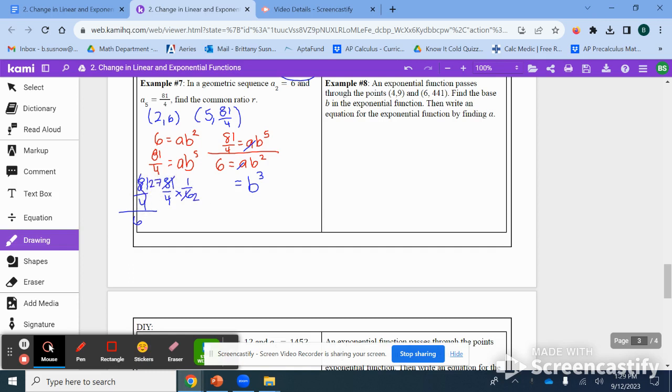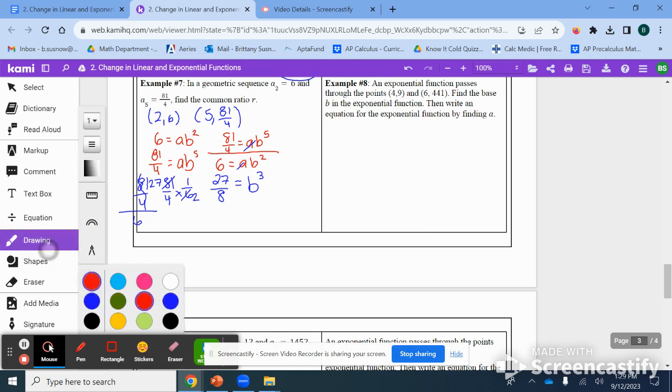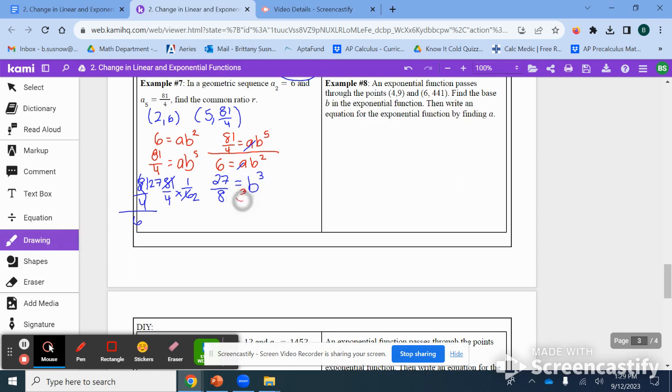Now you do have a calculator for this, so you can just type it in the calculator. So you'll just have 27/8 equals b to the third. All right, what should we do next if we want b, which is like our r? Cube root it. Good. To get rid of b to the third, we do the third root.